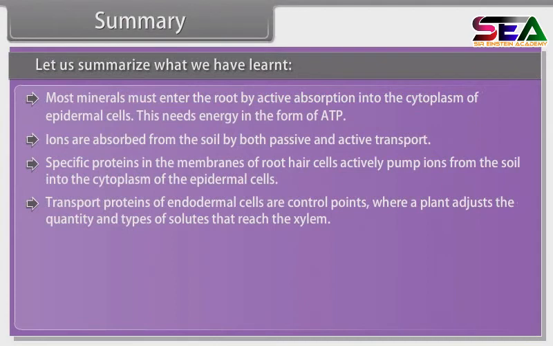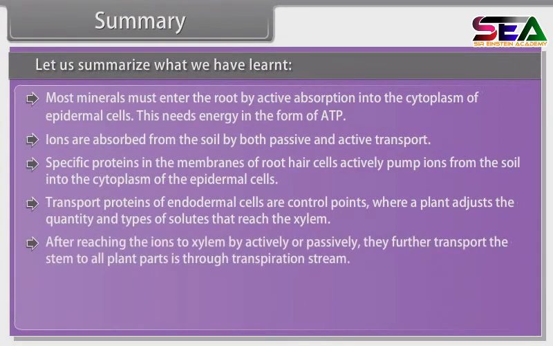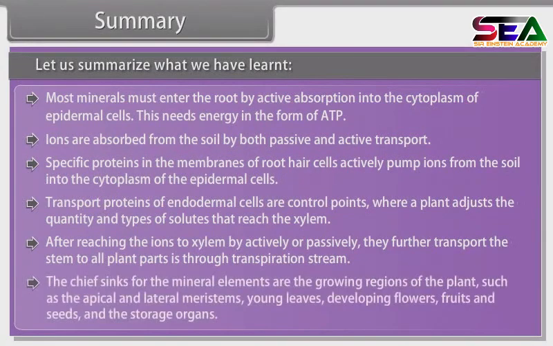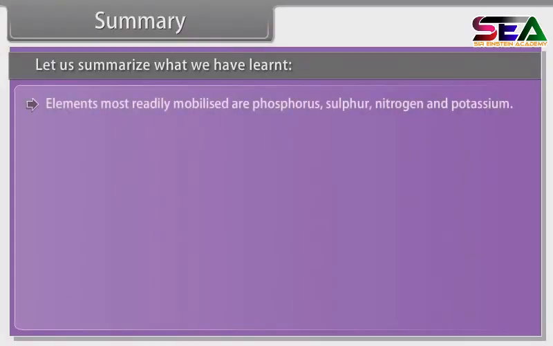that reach the xylem. After the ions reach the xylem, actively or passively, they are further transported to the stem and all plant parts through the transpiration stream. The chief sinks for the mineral elements are the growing regions of the plant, such as the apical and lateral meristems, young leaves, developing flowers, fruits and seeds, and the storage organs. Elements most readily mobilized are phosphorus, sulfur, nitrogen and potassium.